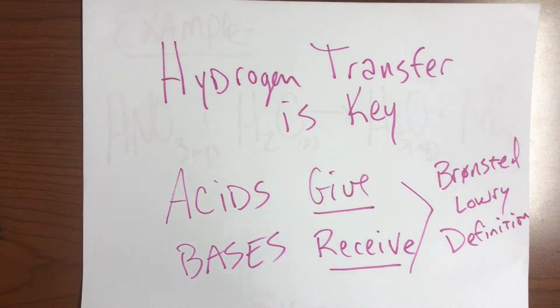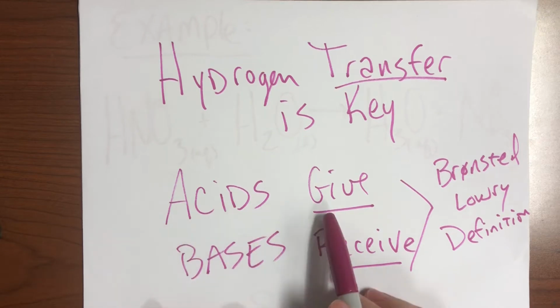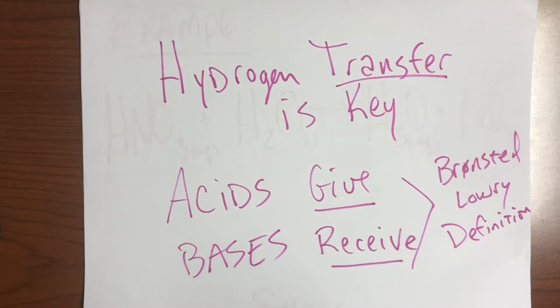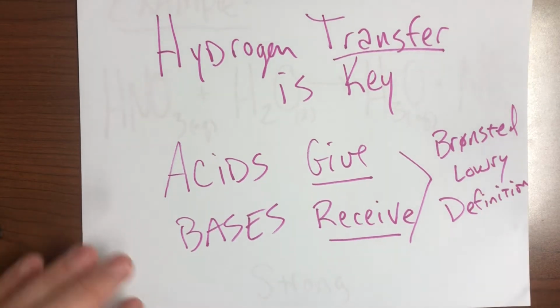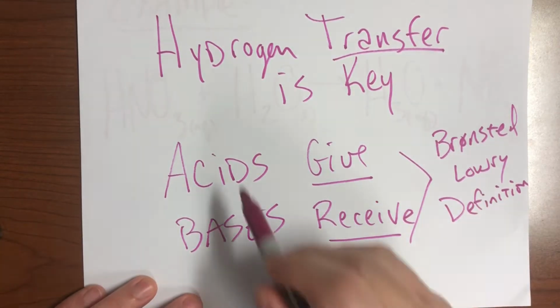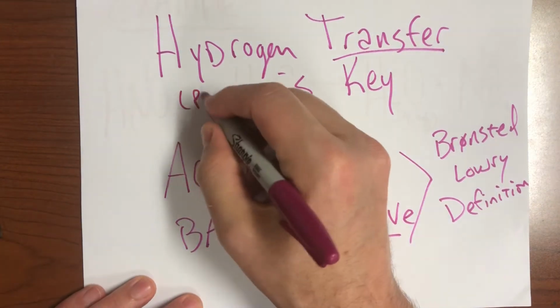So the basics of acids and bases are that hydrogen transfer is the key. So you have something that moves a hydrogen from one reagent to another. Acids are things that give away hydrogens, and bases are things that receive hydrogens. And this is the Bronsted-Lowry definition. Although you'll often not see the word hydrogen here, you'll see the word proton.